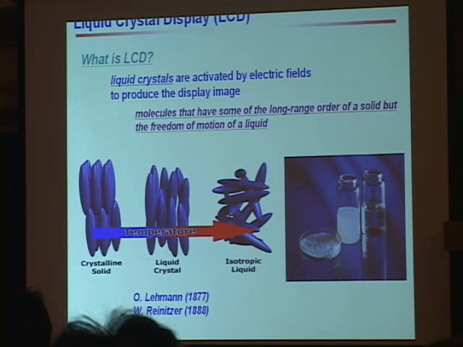As shown in this figure, in the natural state, the solid state goes to an isotropic liquid state by heating. But a liquid crystal has one more phase, the mesophase, which is between the crystalline solid state and the isotropic liquid state. So we can define a liquid crystal as molecules that have some of the long range order of a solid, but the freedom of motion of a liquid.